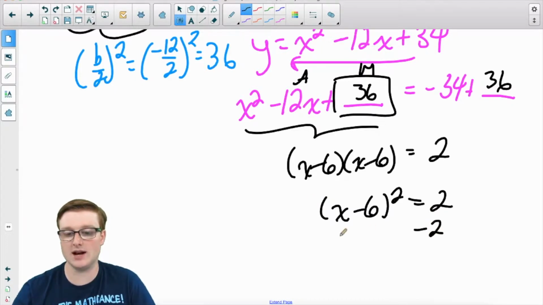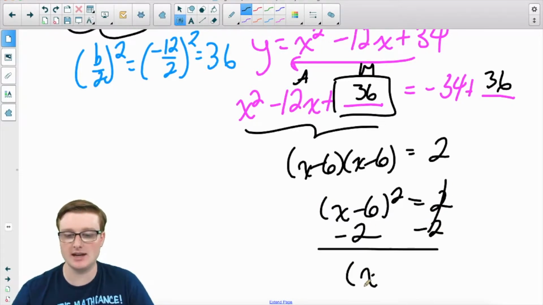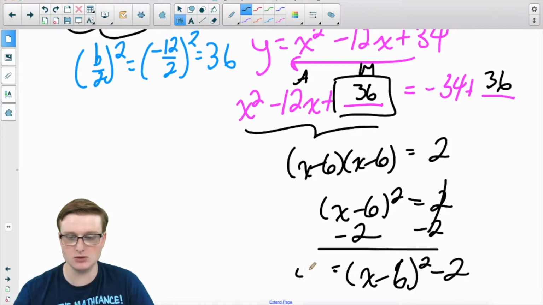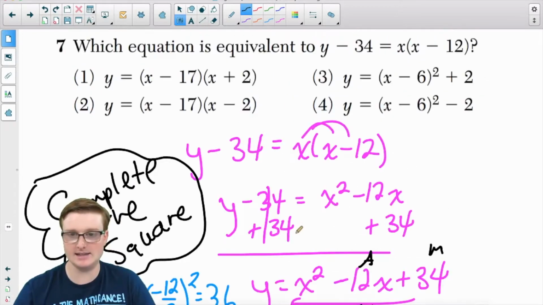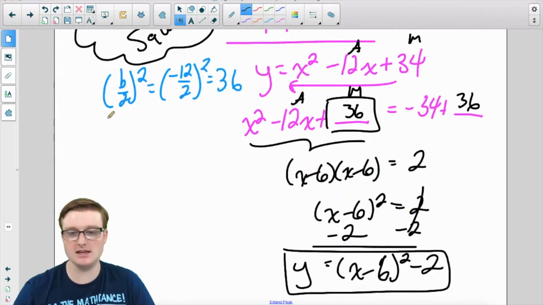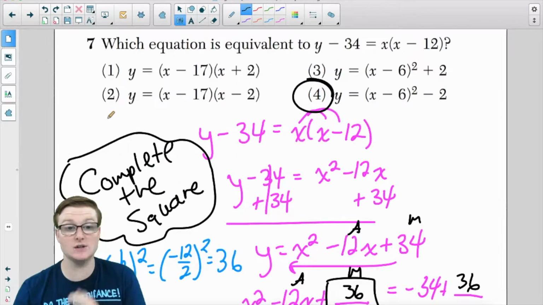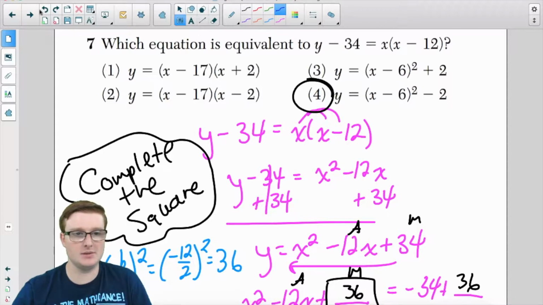And we can subtract the 2 on both sides. So we get x minus 6 squared minus 2 is equal to y. And that is the same thing as choice 4. And that, ladies and gentlemen, is how you do that question. So your answer for number 7 is choice 4. Moving on to number 8.